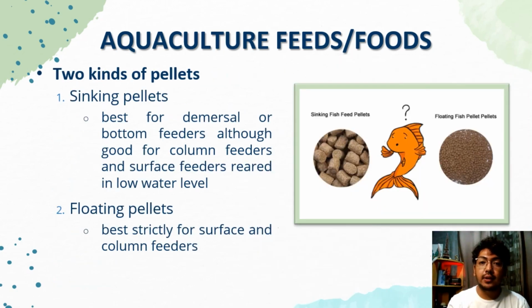As I've said, different fishes dwell or feed at different levels. And to cater to those, there are two kinds of pellets, the sinking pellets and the floating pellets. The sinking, as its name implies, is best for demersals or bottom feeders, although it is also good for column feeders and surface feeders reared in low water level. And second, we have the floating pellets, which is best strictly for surface and column feeders.